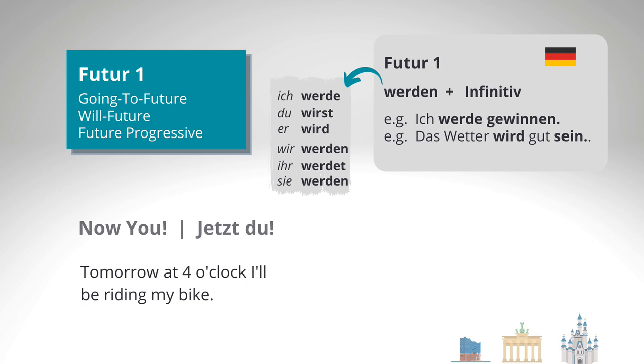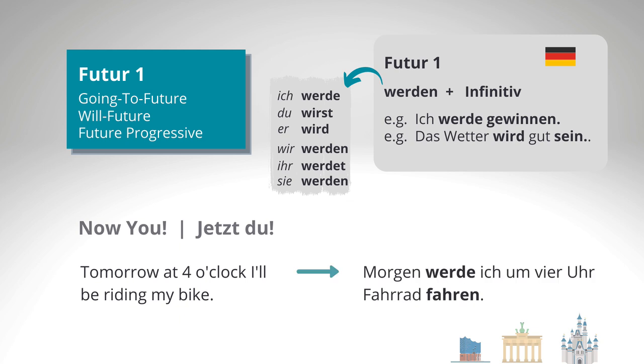So you probably already noticed that this sentence is not in the going to future and also not in the will future. This sentence uses the future progressive, but as we already learned, each of these three tenses can be translated with the Futur 1 in German. So we start with tomorrow, which in German means morgen.